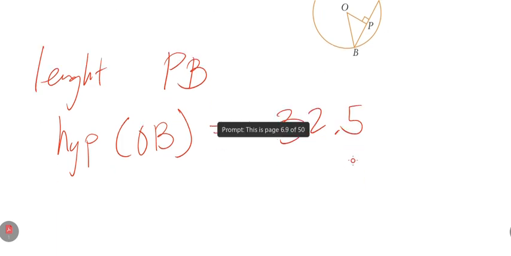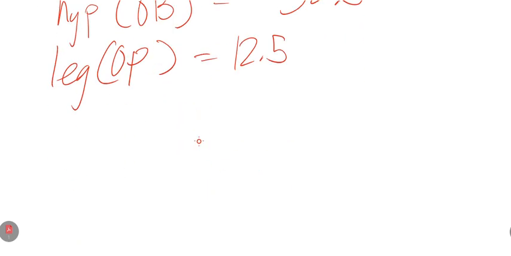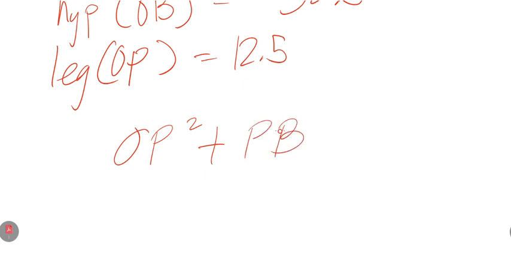32.5. Now the leg: the leg is OP, which is equal to 12.5. Now we're going to use the Pythagorean theorem. We write the equation OP squared plus PB squared is equal to OB squared. Don't forget we have the square for each.